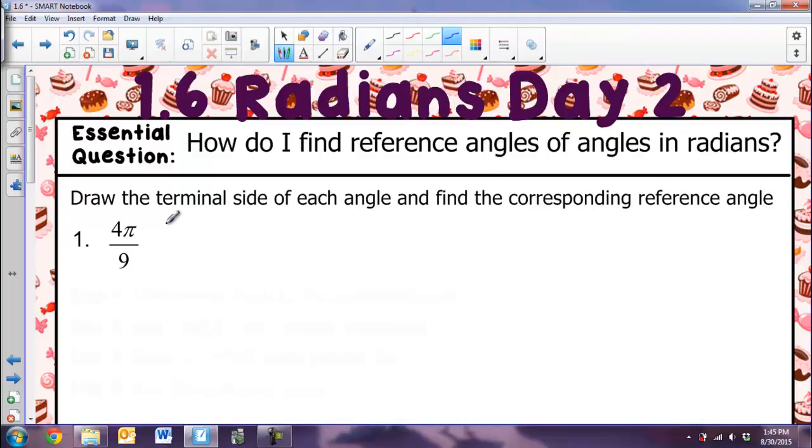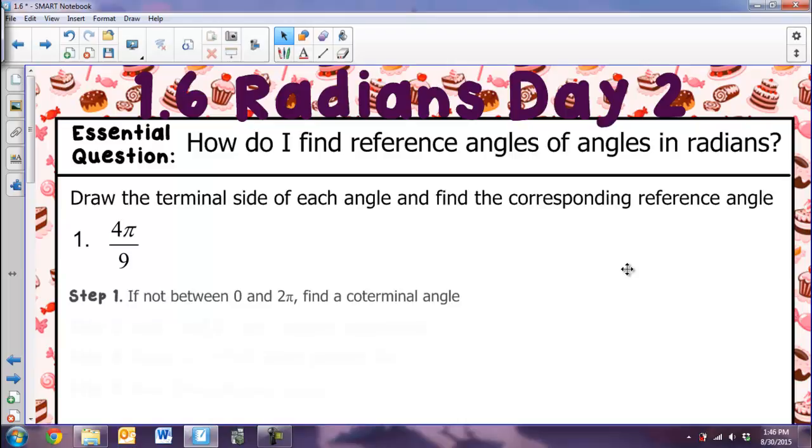So our goal today is to draw the terminal side of each angle and tell what the corresponding reference angle is. The first one that we're going to deal with is 4 pi over 9. There are a set of steps that you're going to use while you're solving these. The first one is, if your angle is not between 0 and 2 pi, we need to find a coterminal angle. If we're looking for one that's larger than 2 pi, negative or positively, we want to find that coterminal angle so that we can graph it effectively.